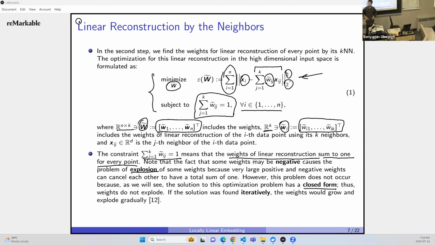What did I put as the constraint? Can you tell me? Put yourself in my shoes. You are Benjamin several years ago, a PhD student designing an algorithm. You faced this problem, the weights were exploding. What would you do to resolve this problem? Give me some ideas. How would you change this constraint?